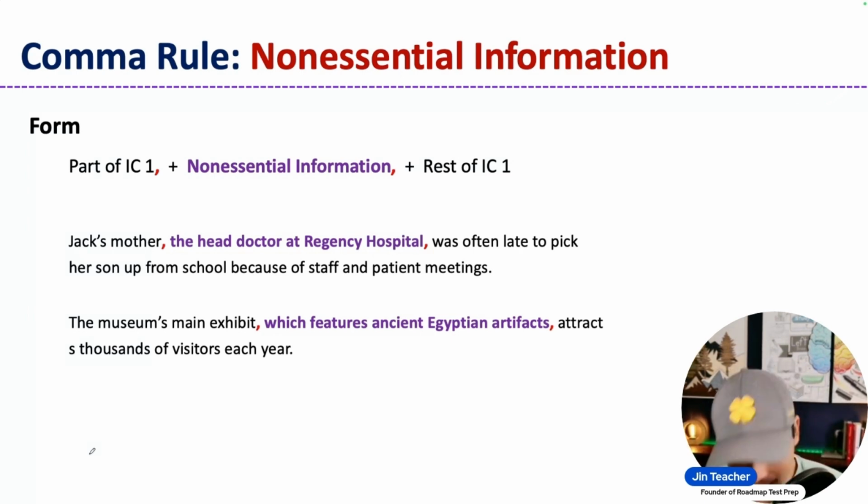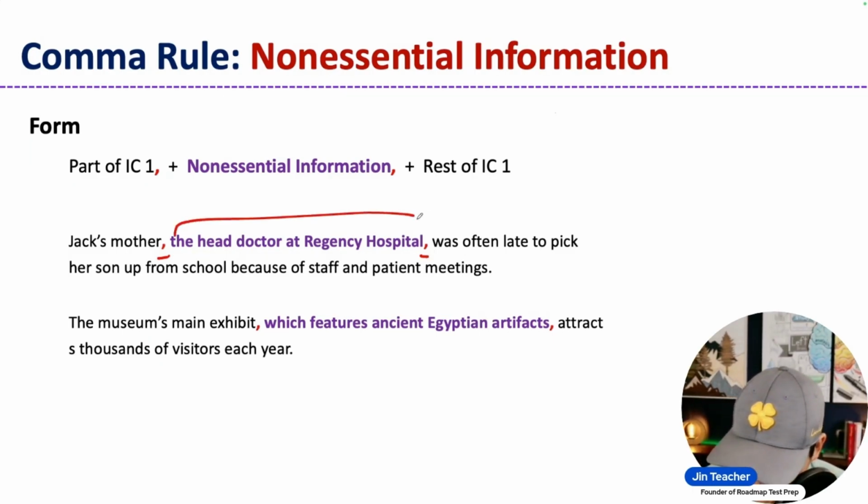So the first sentence says, "Jack's mother, the head doctor at Regency Hospital, was often late to pick her son up from school because of staff and patient meetings." Okay, so notice how we have this non-essential information, right? The head doctor at Regency Hospital, how that's going to be surrounded by these two commas here, okay?